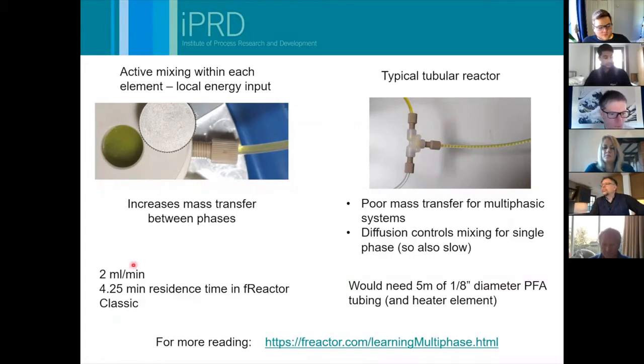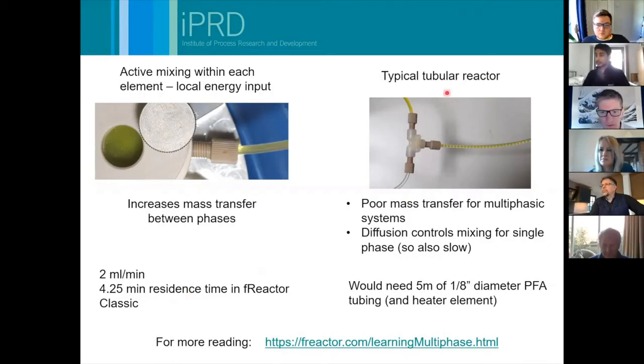So over on the left hand side then, just by way of an example, if we're running at 2 milliliters per minute, typical mid-range flow that we would be using for these, it gives us about a 4-minute residence time within the reactor. So that's how long it takes, on average, from the inlet to the outlet. That's what we mean by residence time.